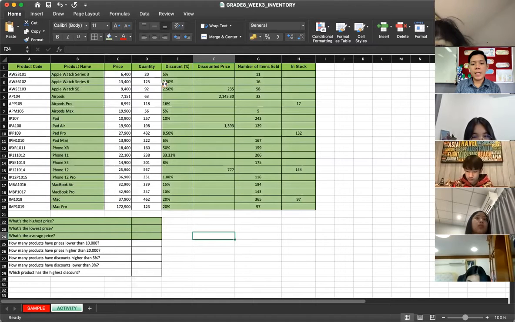So in the given activity here, you have price and quantity, which are all given. We also have the discount. Some of them are missing. And then discounted price or sale price, and then number of items sold, and then in stock. Please tell me when you're done.